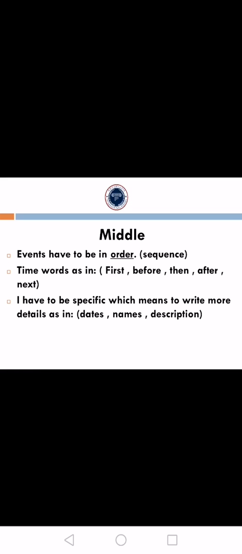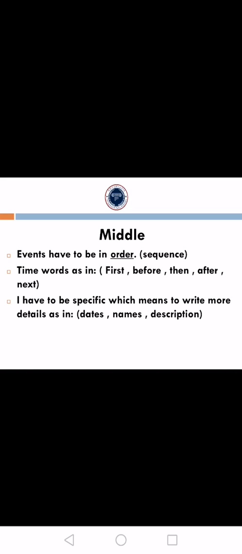So we are going to give a small introduction about the setting, the time and place. Who are the characters that are with me in the story? And then the next part is my middle. And we said the middle has all the details. So in my middle part, or in the middle paragraph, we have the events in order. And we should use words like first, before, then, after, next.